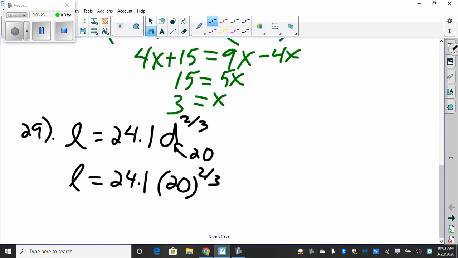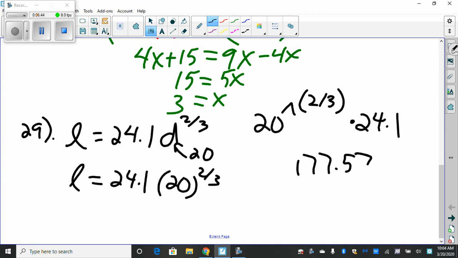So the way you would do this problem in your calculator, the keystrokes would be 20 raised up to the 2/3 power, then multiply by 24.1, and I got 177.57 millimeters. That would be the length of those antlers. So hopefully you guys are all good on this. So I've given you most of the answers to the review. They were in the book, and all the answers worked out for the test. So I'm hoping by today, Friday, you're going to feel pretty confident about Chapter 7.